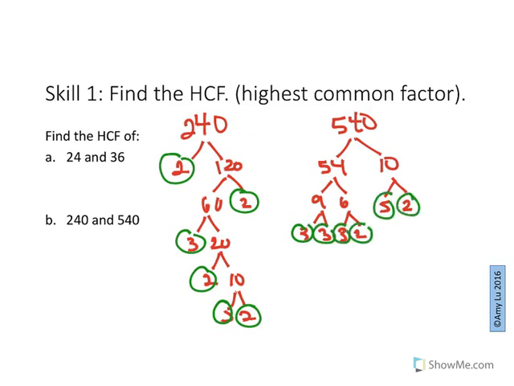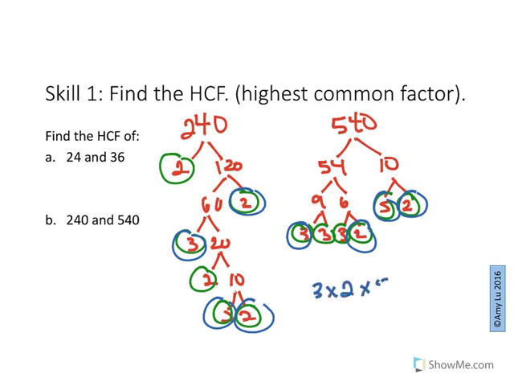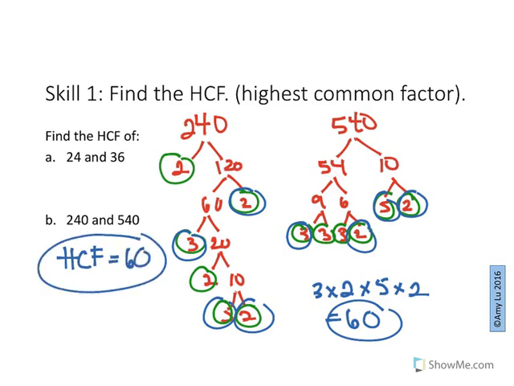Now let's circle all the ones they have in common. They each have a 3. They each have a 2. They each have a 5. They each have another 2. And that looks like that's all that's in common. So 3 times 2 times 5 times 2, which makes 60. So the highest common factor between 240 and 540 is 60.